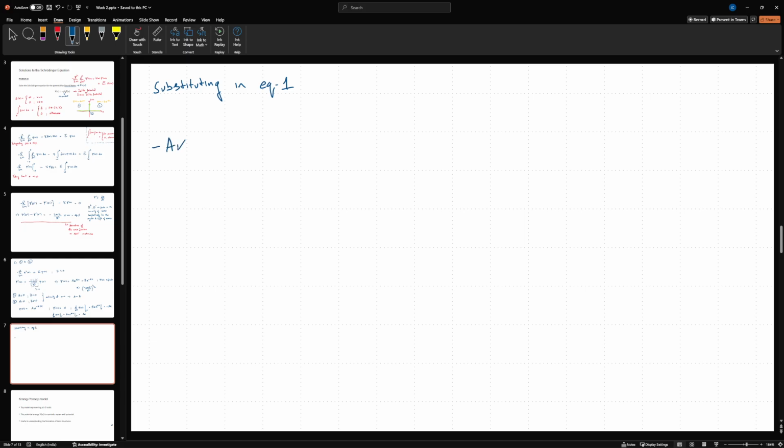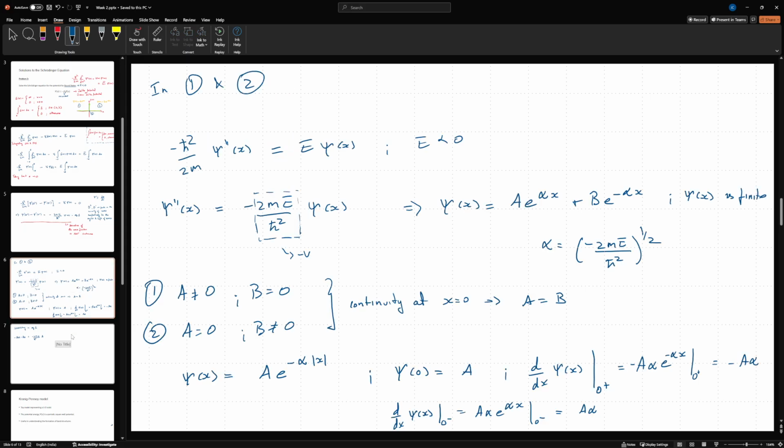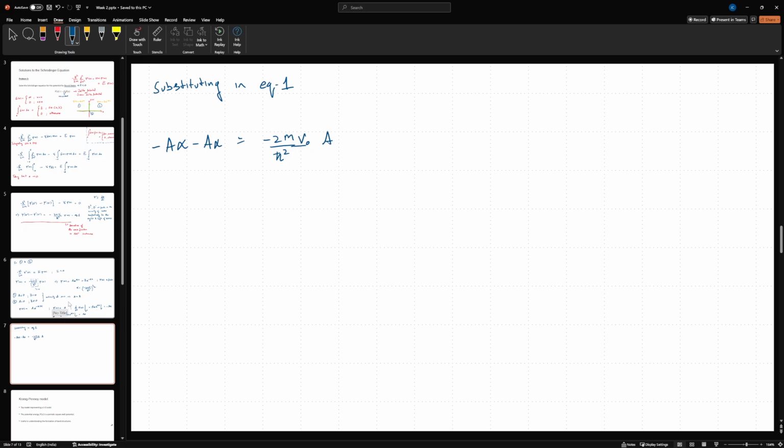we will have minus a alpha is equal to minus 2m upon h bar squared, V naught times a. Is this correct? Yep, this is correct.